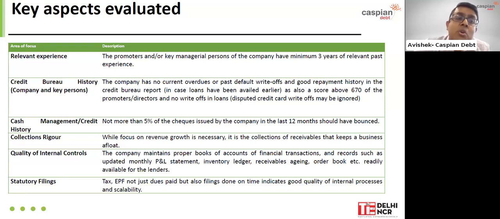The reality is, if you don't have good quality internal controls, and if you don't have good quality compliances, the chances of you growing is actually limited as a company. So have you paid your taxes on time? Have you always paid the EPF or the PF dues of your employees on time? Things like these are going to be asked.